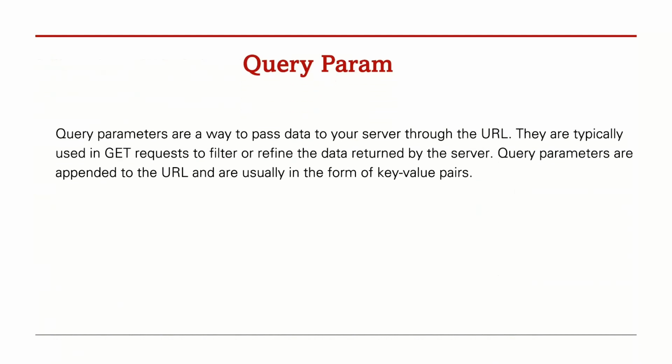Query parameters are a way to pass data to your server through the URL. They are typically used in GET requests to filter or refine the data returned by the server. Query parameters are appended to the URL and are usually in the form of key-value pairs. They add flexibility to your API, allowing clients to specify exactly what data they need.